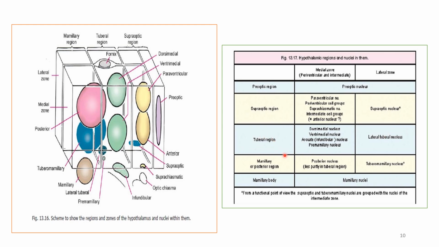Coming to the tuberal region, in the medial zone, we have dorsomedial nucleus, ventromedial nucleus, arcuate or infundibular nucleus, and premammillary nucleus. And in the lateral zone, we have lateral tuberal nucleus. Coming to the mammillary region or posterior region, we have medially posterior nucleus. And in the lateral zone, we have tuberomammillary nucleus, and the mammillary body has mammillary nuclei.